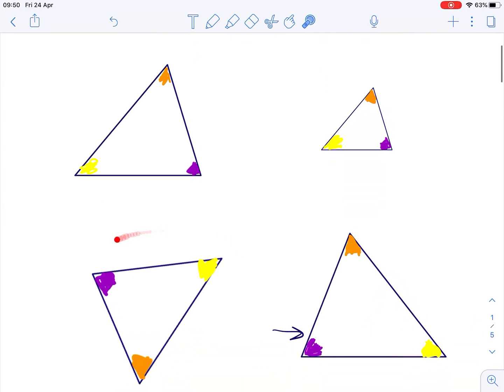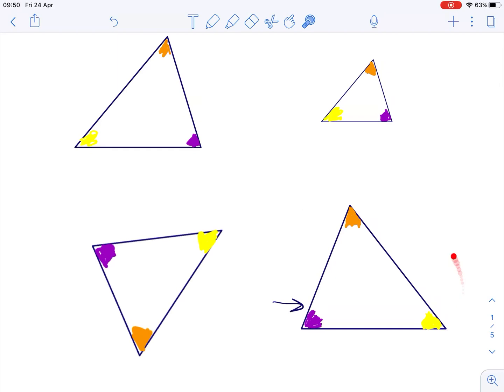You can rotate them, or you could even reflect. Okay, so as you can see, our angle in the bottom left is not the same as it was before.